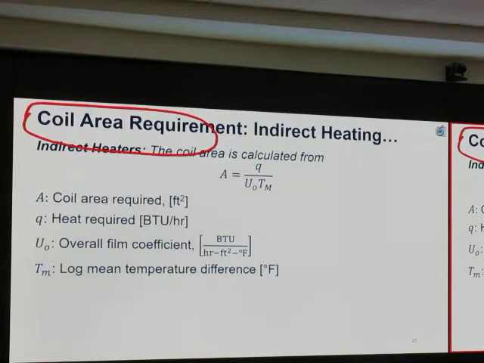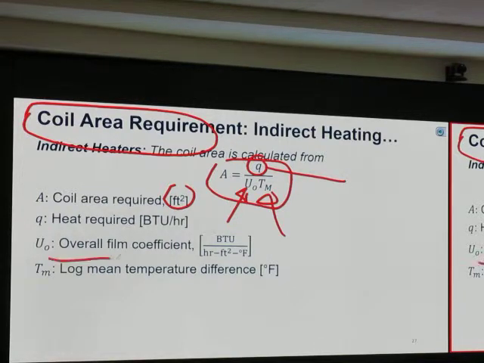The way to do the indirect heating calculation is the same as a line heater. We need a coil area calculation. Normally we don't do this calculation. You understand that? But sometimes when we use indirect heating, we calculate coil area from this. A is the coil area, Q is BTU per hour, U is the overall film coefficient, T sub F is the log-in temperature. Okay. U is the overall film coefficient.